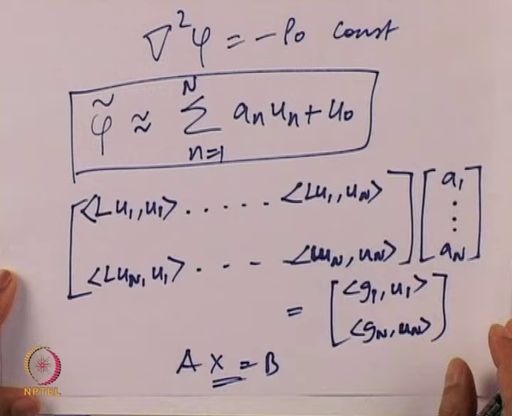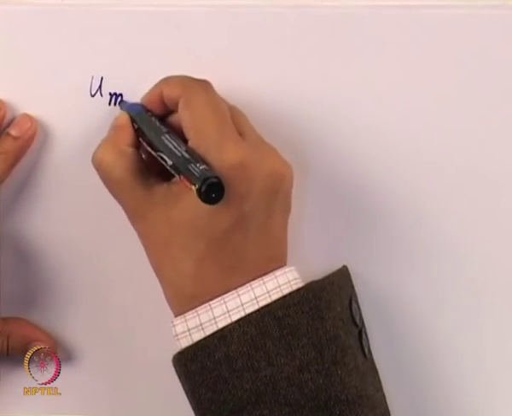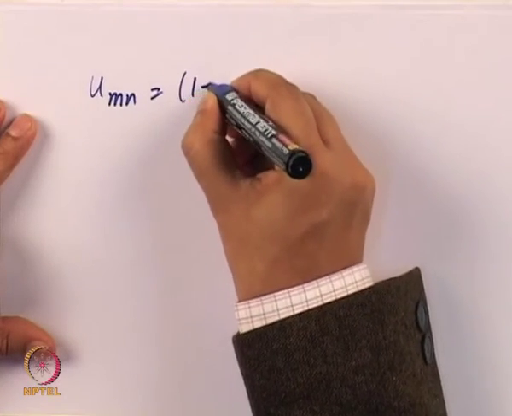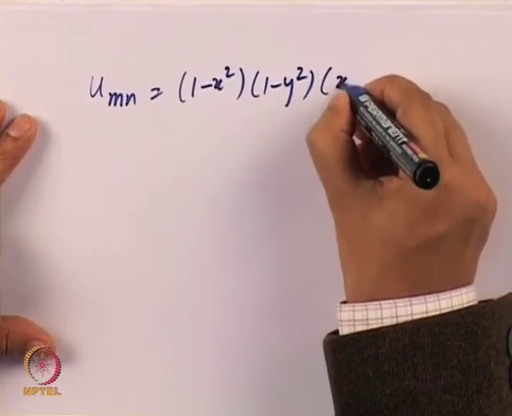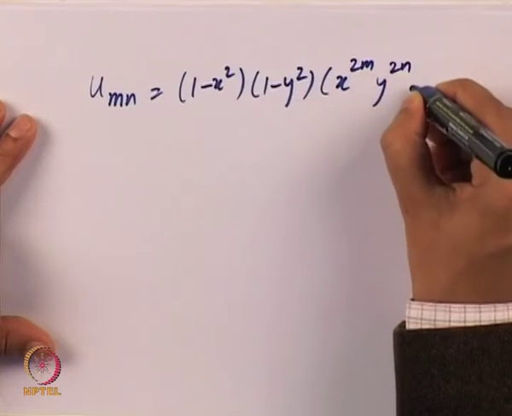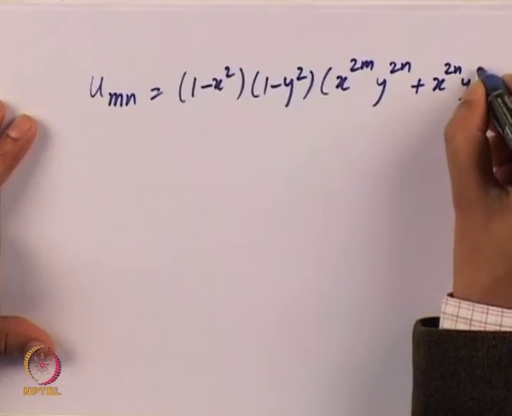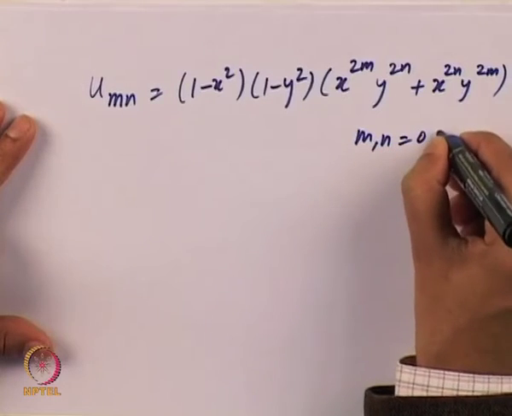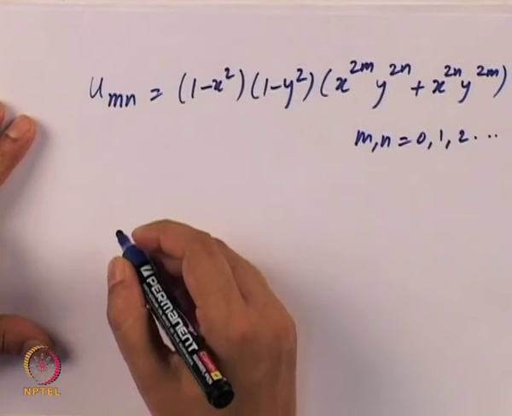Since the problem is symmetrical, the basis function we are going to use is u of mn equal to 1 minus x square multiplied by 1 minus y square multiplied by x power 2m y power 2n plus x power 2n y power 2m, for m comma n equal to 0, 1, 2, and so on and so forth. So this is going to be the basis function we are going to use.